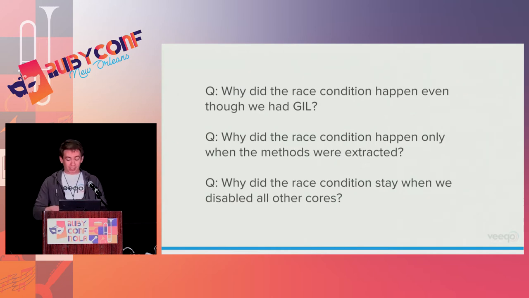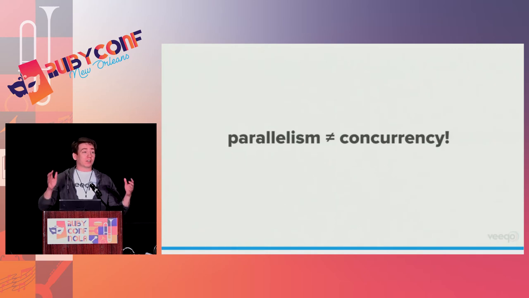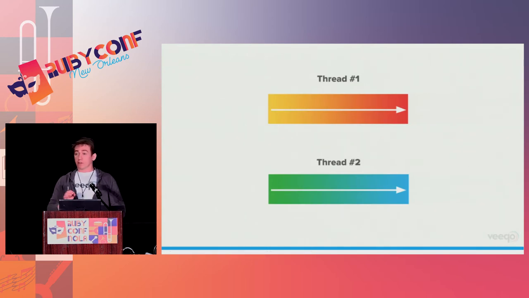Good question. And I will start answering from the very last one, from the third one. Why didn't race condition go away when we turned off other cores? The answer is because parallelism is not concurrency. They may seem like synonyms, but they are not. I'll explain it in detail now. Look. Imagine we have 2 threads. The first thread has a goal to reach being red from being yellow. And the only goal of the second one is to finally become blue.